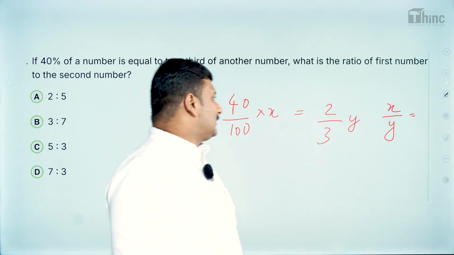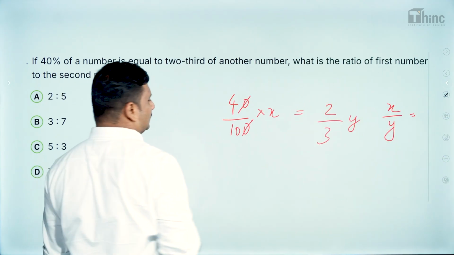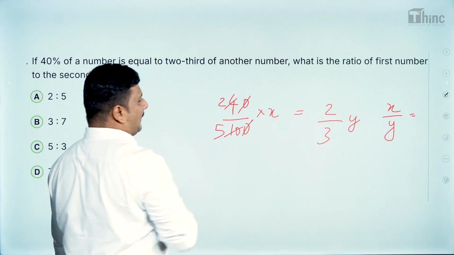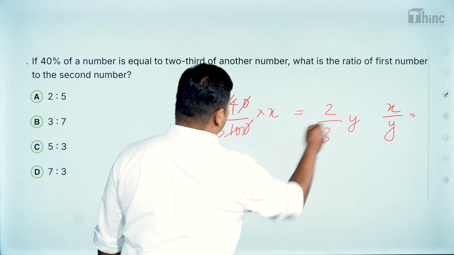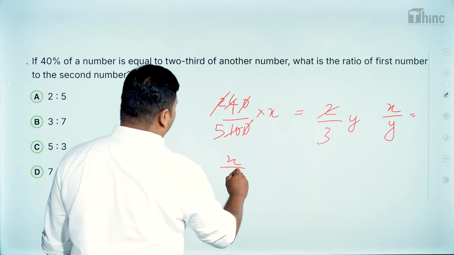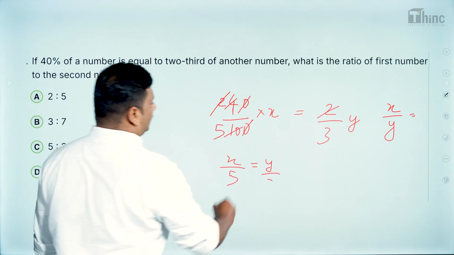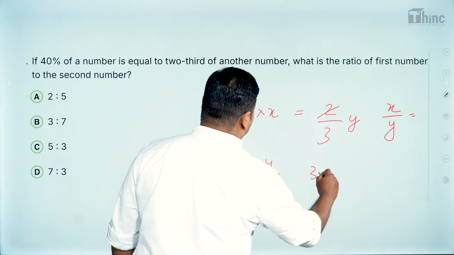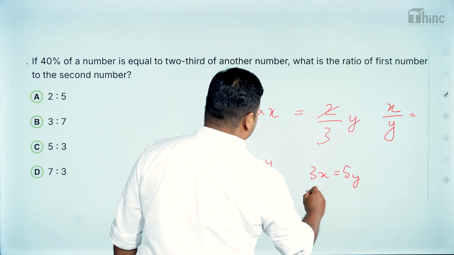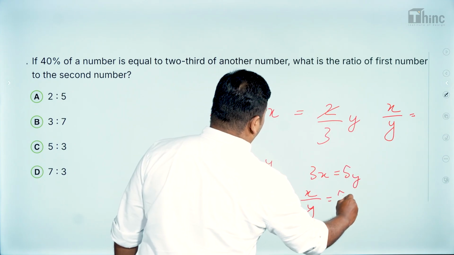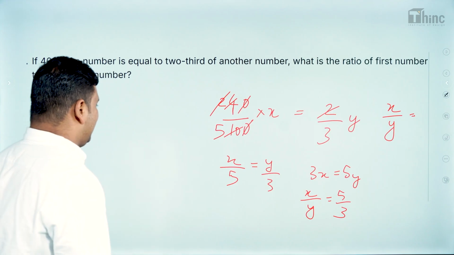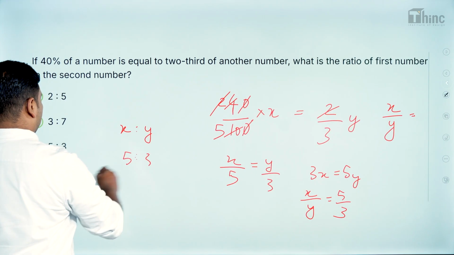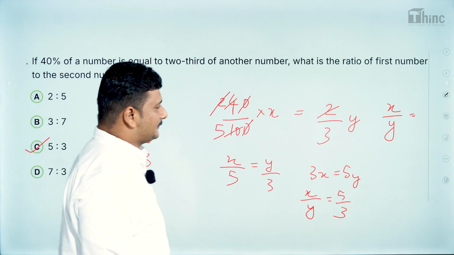So what we can do, we can just cut and simplify it. So we can cancel these two zeros, and then we can cancel these 2 by 2. This is 2 by 5. Now we can cancel this 2 and this 2 also. So what will we get? x by 5 equals y by 3, right? Now what we need is x by y. So we can cross multiply. 3x equals 5y. So what is x by y? It's nothing but 5 by 3. So x is to y is 5 is to 3. So the ratio of the first number to the second number is nothing but 5 is to 3. Option C will be the correct answer.